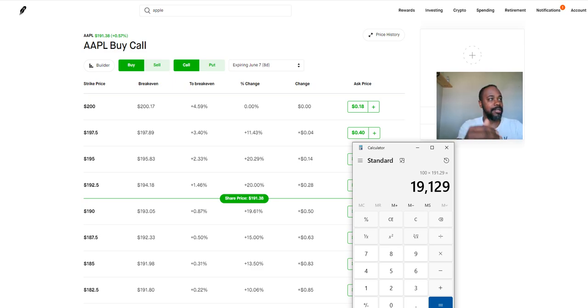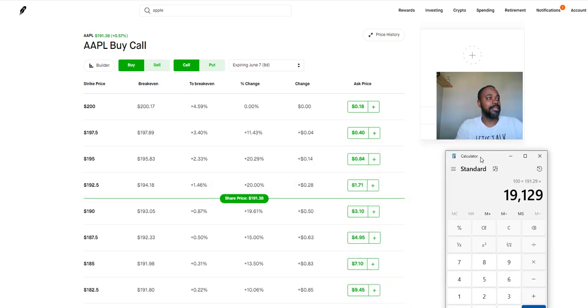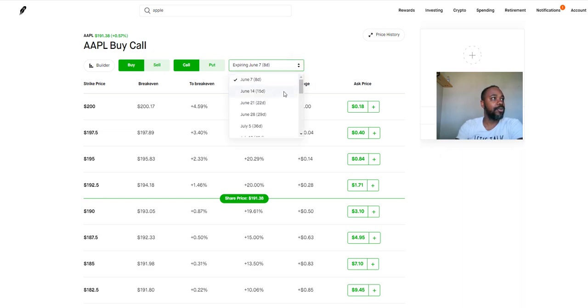I am in Robinhood. I've got the website up, and you could do the same thing in your actual app. If I want to get Apple at a discount, what I would do is what we call a LEAP option contract. One contract is going to give me access to 100 shares of Apple. If I go out to, let's say, one year from now, June of 2025, for example.